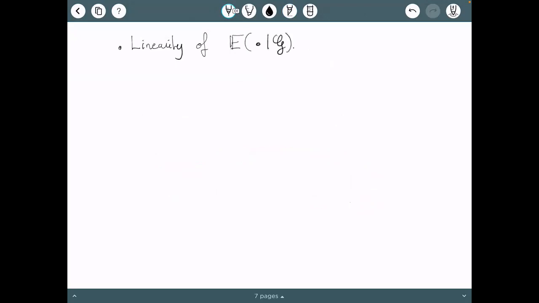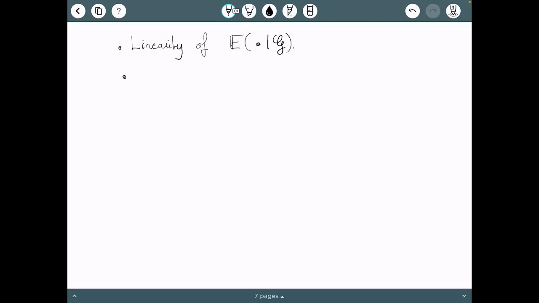Okay, so it means that the conditional expectation of alpha x plus y given G, where alpha is a scalar deterministic number and x and y are random variables, is equal to alpha times the conditional expectation of x given G plus the conditional expectation of y given G. So it is a linearity.